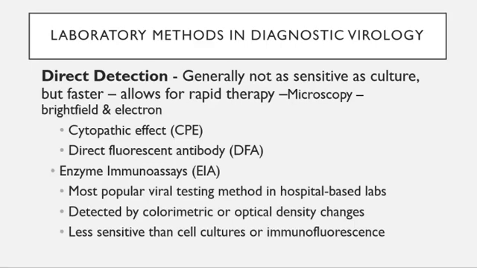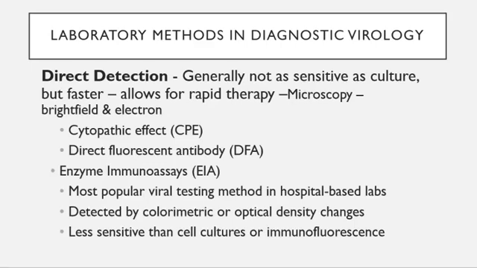Let's first talk about direct detection. In general, this method is not as sensitive as culture, but it's faster. It allows for therapy of patients or treatment of patients. You can use a bright field microscope or an electron microscope with this particular method. You can look for cytopathic effects or CPE. This is basically looking for structural changes in host cells.